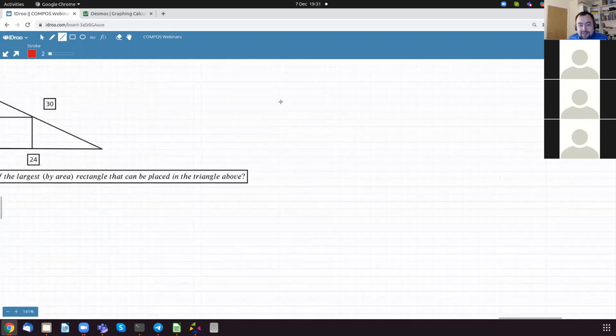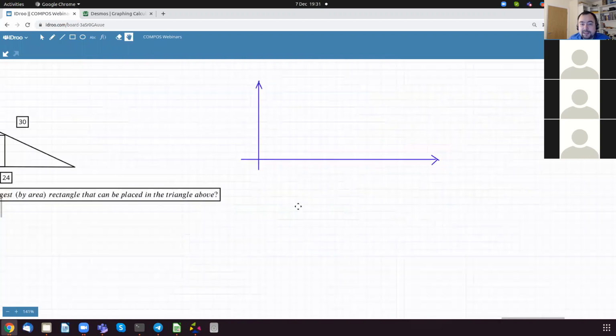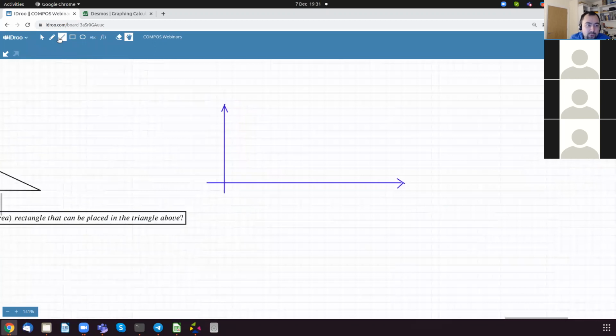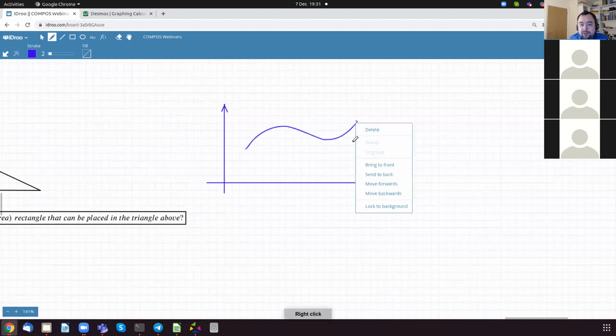So let's say you have a function. You have a function which is continuous and differentiable. Continuous means that it doesn't break anywhere, it doesn't have holes in. And differentiable means you can find the derivative.